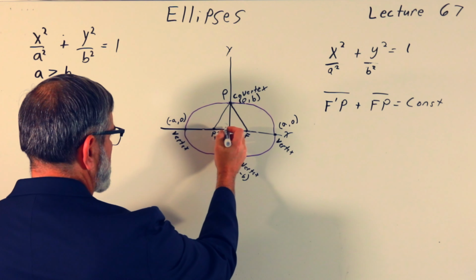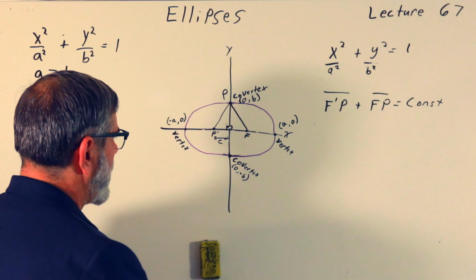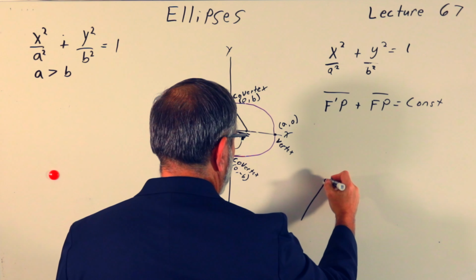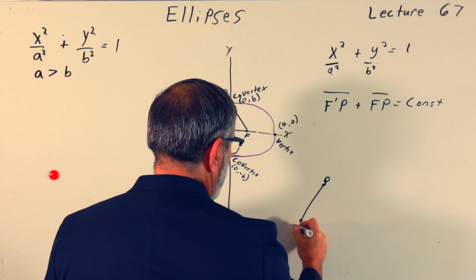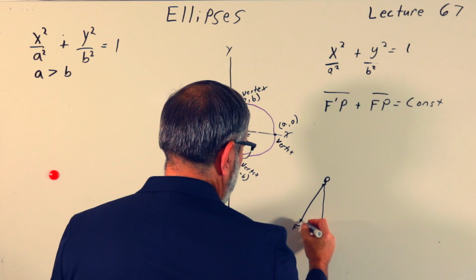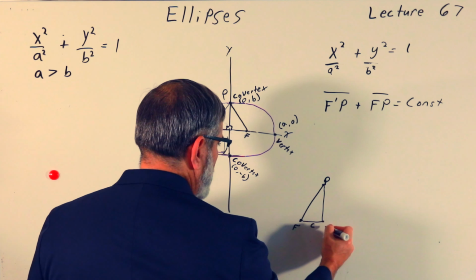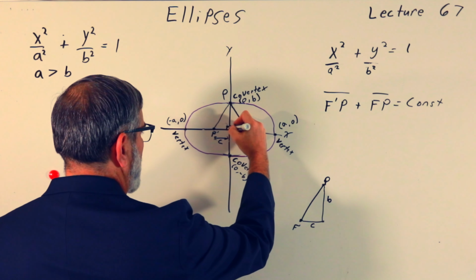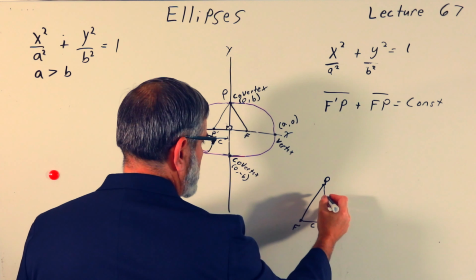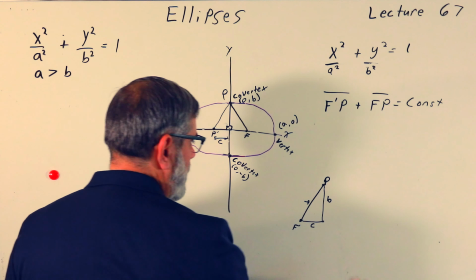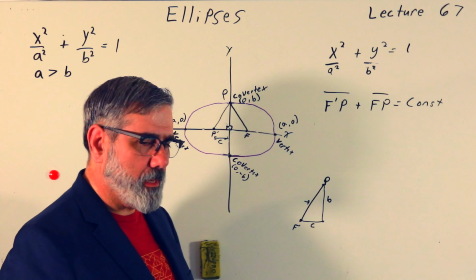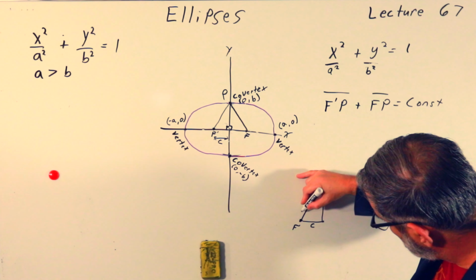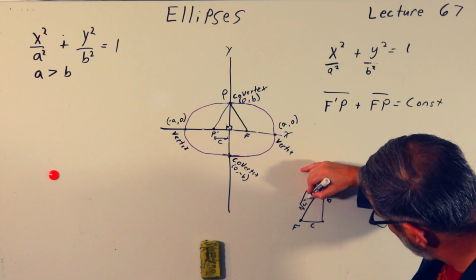If we look at this, we have two right triangles. Let me zoom in on one of them. Here's our point P, here's our point F prime, here's the distance C, and this is where our origin O was. The height of this is the distance b, because this is y equals 0 and this is y equals b. So this side length here is b. What is this side length here? The square root of c squared plus b squared. Yes, that's right.